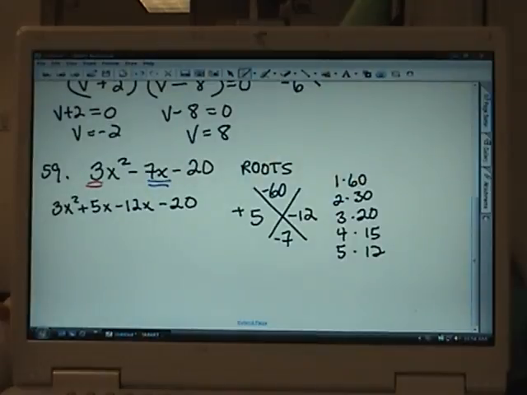Yes, sir? I have a question on tonight's homework. Okay, can I finish 59? Then I'll be more than happy to answer your question. Have you tried putting the problem in descending order? Okay, then I'll get to it in just a second.